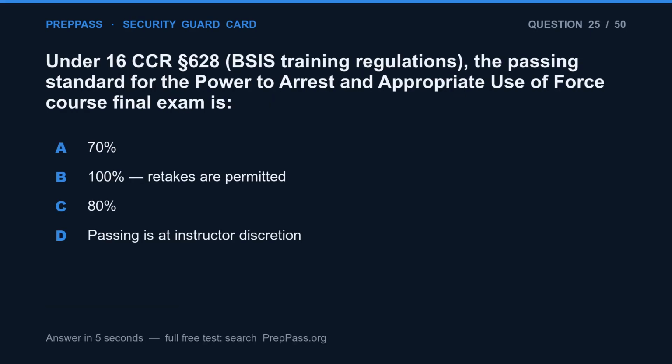Question 25. Under 16 CCR Section 628, BSIS training regulations, the passing standard for the power to arrest and appropriate use of force course final exam is A. 70%. B. 100%, retakes are permitted. C. 80%. D. Passing is at instructor discretion.